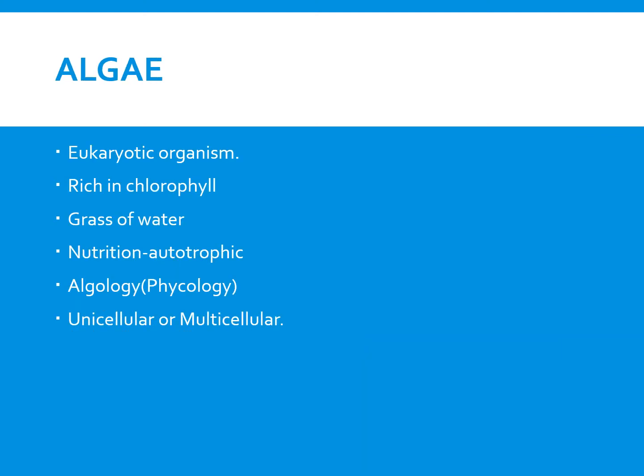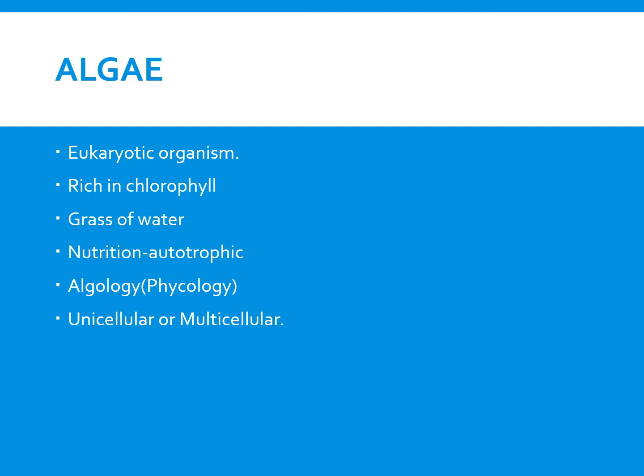Okay. Then algae: they are eukaryotic organisms rich in chlorophyll, forming a grass-like growth on water. In temple ponds you see moss growing like that, that is grass of water. It is capable of preparing its own food by the presence of chlorophyll. So it is autotrophic in nutrition, and the study of algae is called algology or phycology. It may be unicellular, example Chlamydomonas, or multicellular, example Spirogyra.